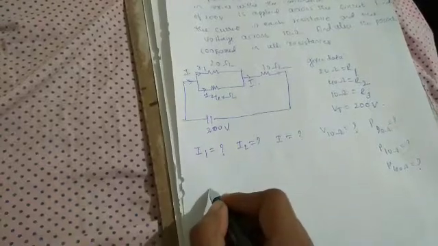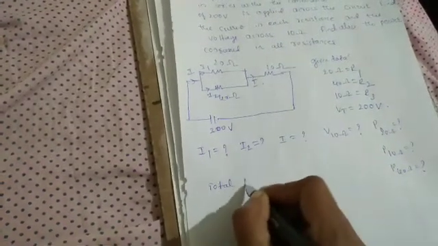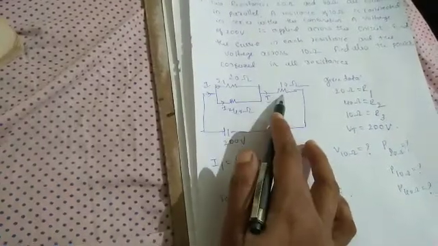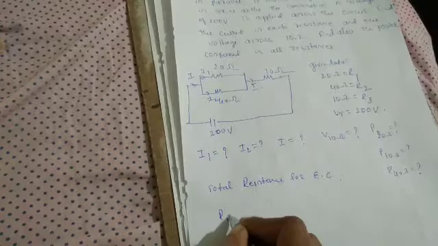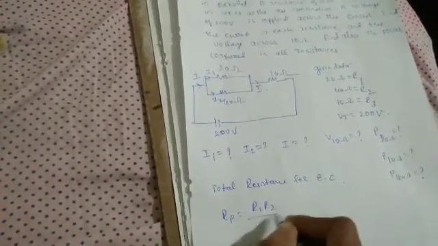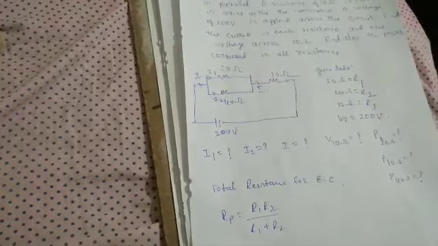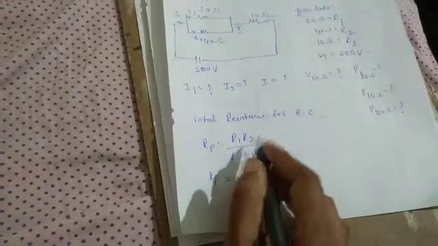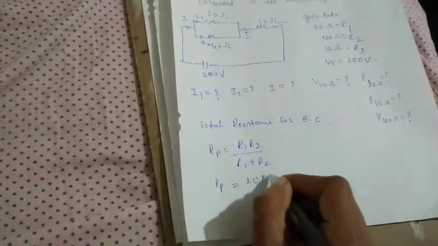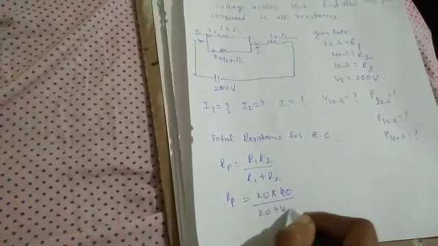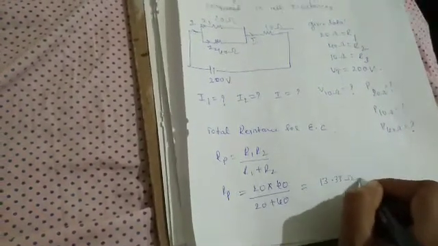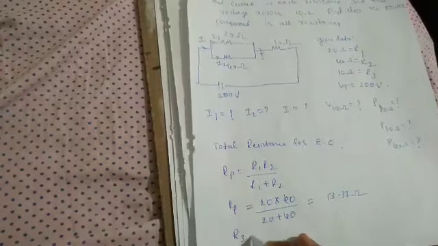To get the total current, the total voltage is known, so first find the total resistance. This is a series parallel electric circuit. For two resistances in parallel, Rp is equal to R1 into R2 divided by R1 plus R2. R1 is 20, R2 is 40, so 20 into 40 divided by 20 plus 40 gives 13.33 ohm. Therefore, R3 is 10 ohm.